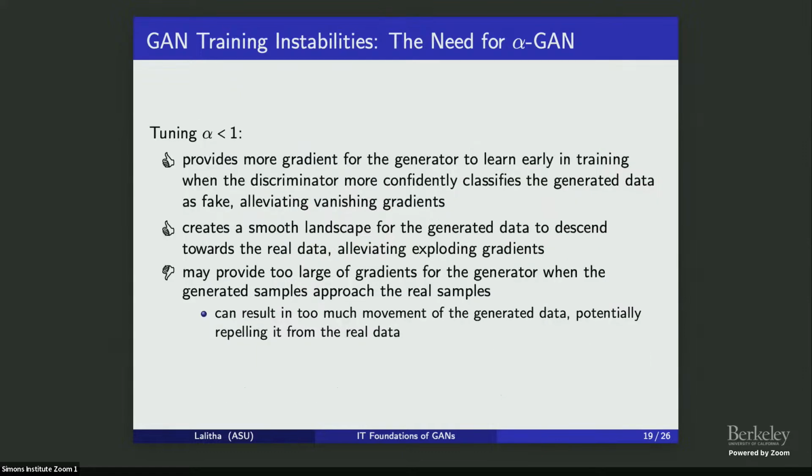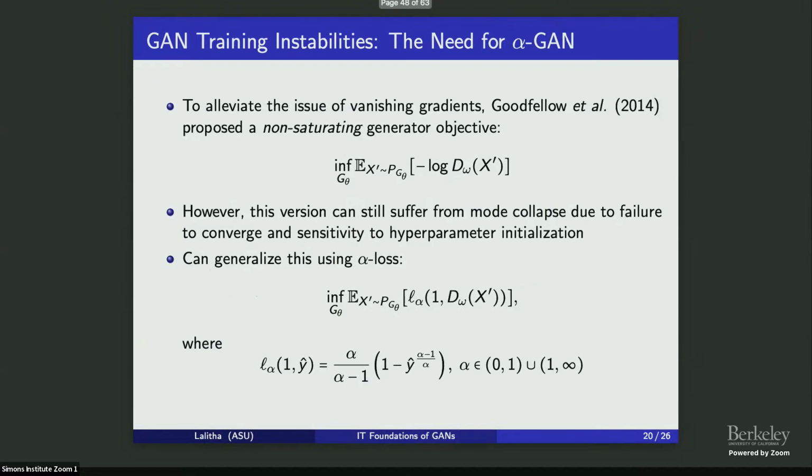So you may provide too large of gradients for the generator, especially when it starts approaching the real samples, which is what was happening in that plot. This will result in too much movement, because as you get closer and closer, you really can't, and you just get repelled away from the real data. Okay, all right.